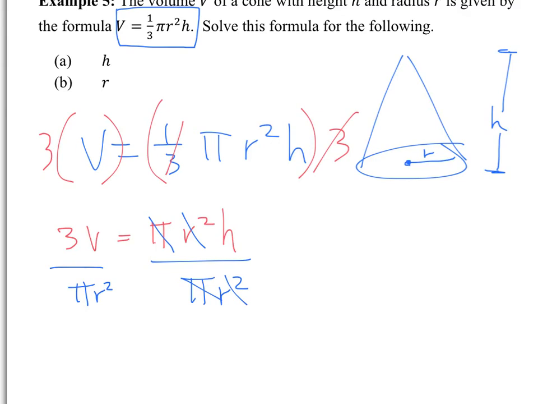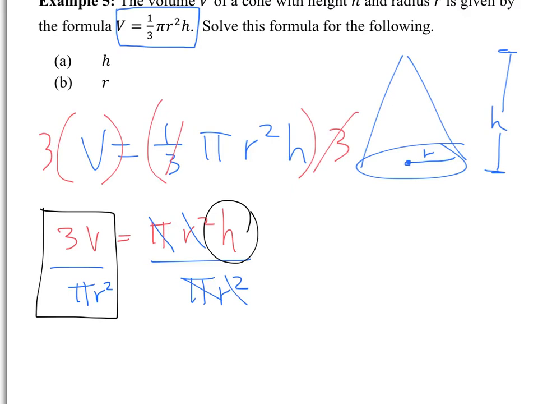So that's what I'm saying. See this pi and r squared? Think of these as numbers, because we're finding out what h is. Whatever's in front of it is like its coefficient. Pi r squared, that term, is a coefficient of h. So if it were 5h, you would divide both sides by 5. Now it's pi r squared h, so divide both sides by pi r squared. And that is our answer indeed. This is what h is equal to: 3V over pi r squared.